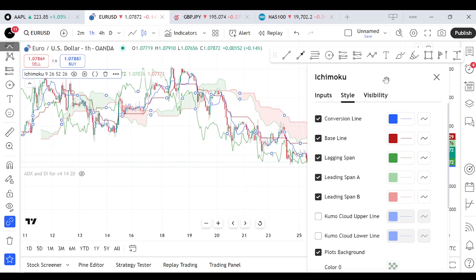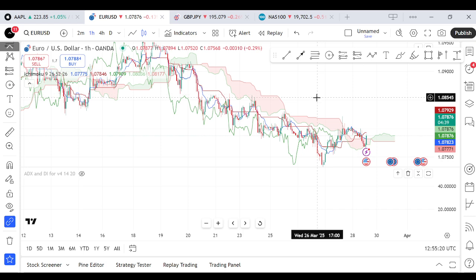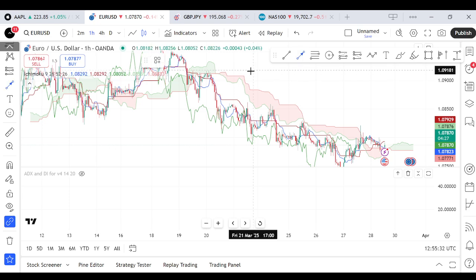Now, these components work together to give us trading signals in the market. The cloud formed between span A and span B, just like I said, represents future support slash resistance zones. So price above the cloud indicates an uptrend, while price below the cloud like this represents a downtrend. You can see price is below this cloud, so there's a downtrend.